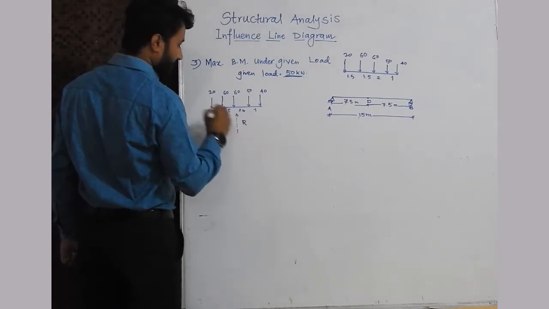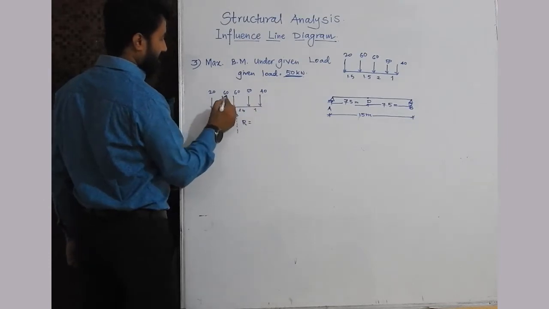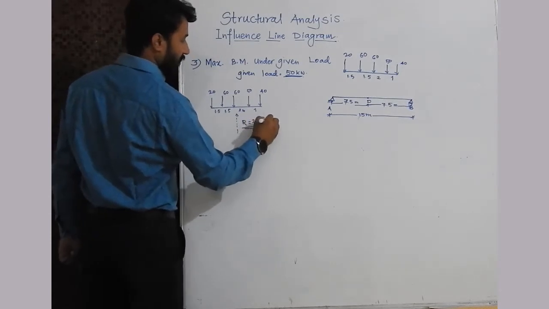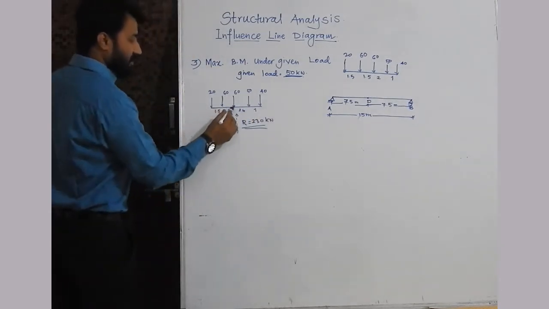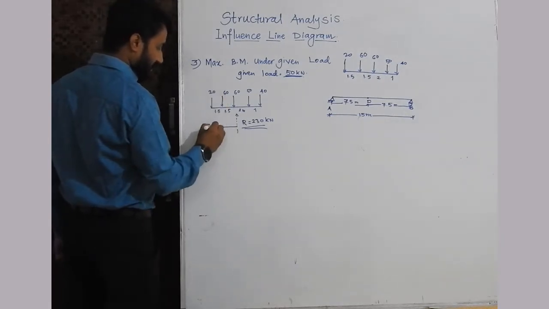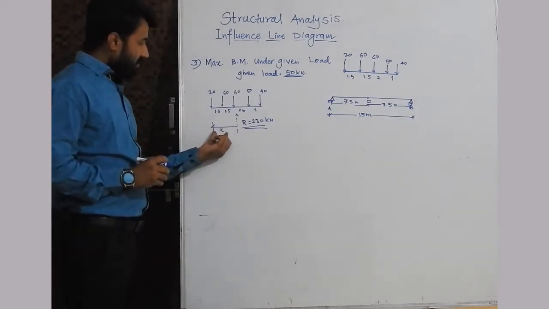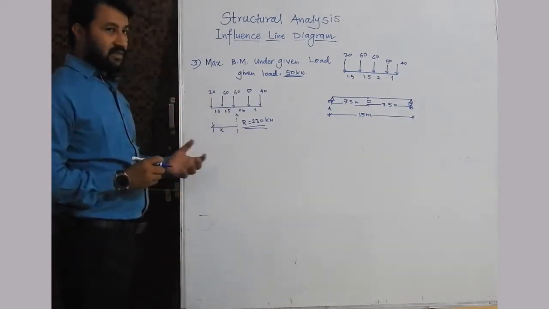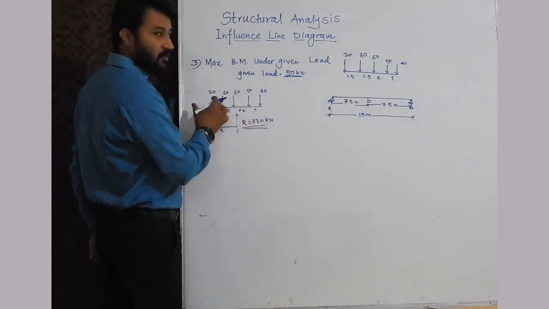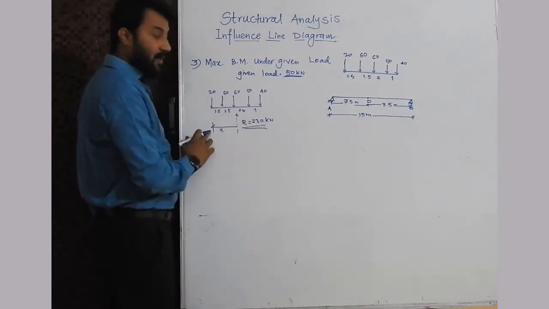Now we have to calculate the resultant R, which is equal to the total downward load. So 40 plus 50 plus 60 plus 60 plus 20, we get the total resultant as 230 kilonewton. Now where is it situated? From this 20 kilonewton load, suppose this distance is x. To find this x, we will apply Varignon's theorem. Varignon's theorem says the moment of all the forces about any point must be equal to the moment of the resultant about the same point.